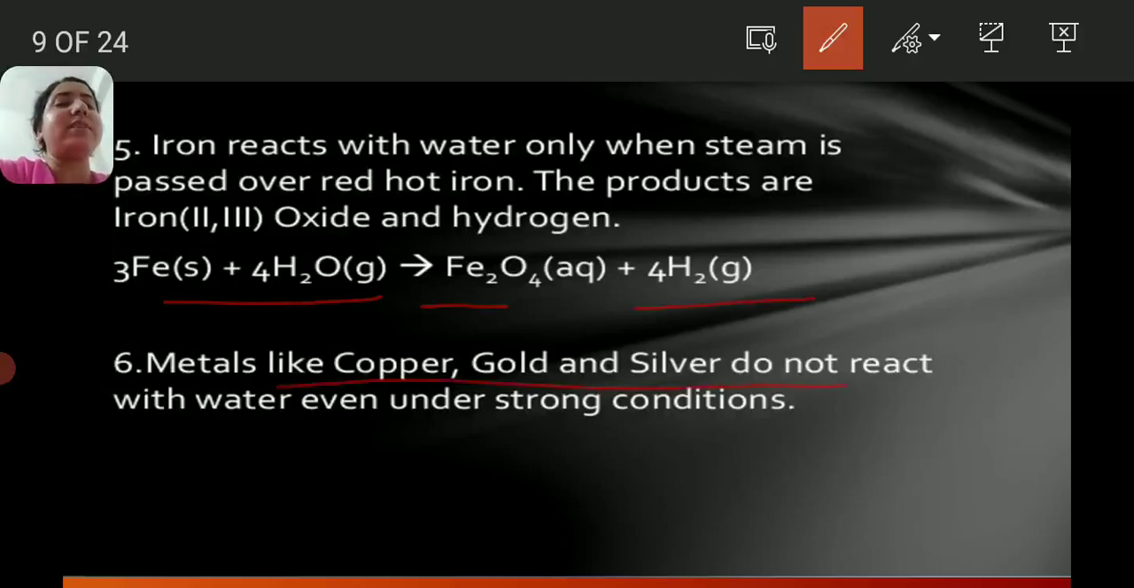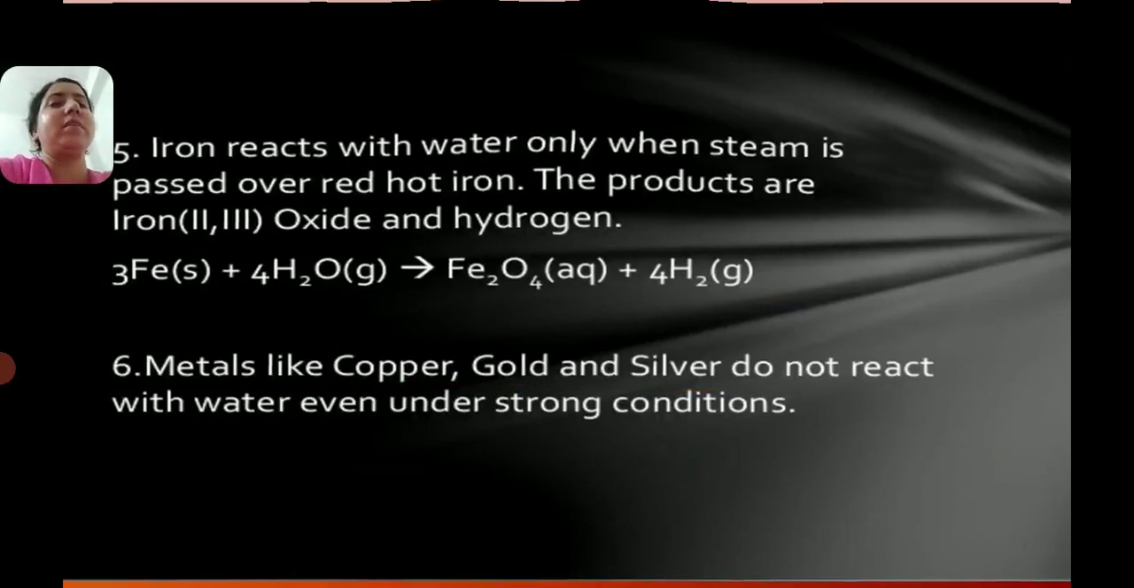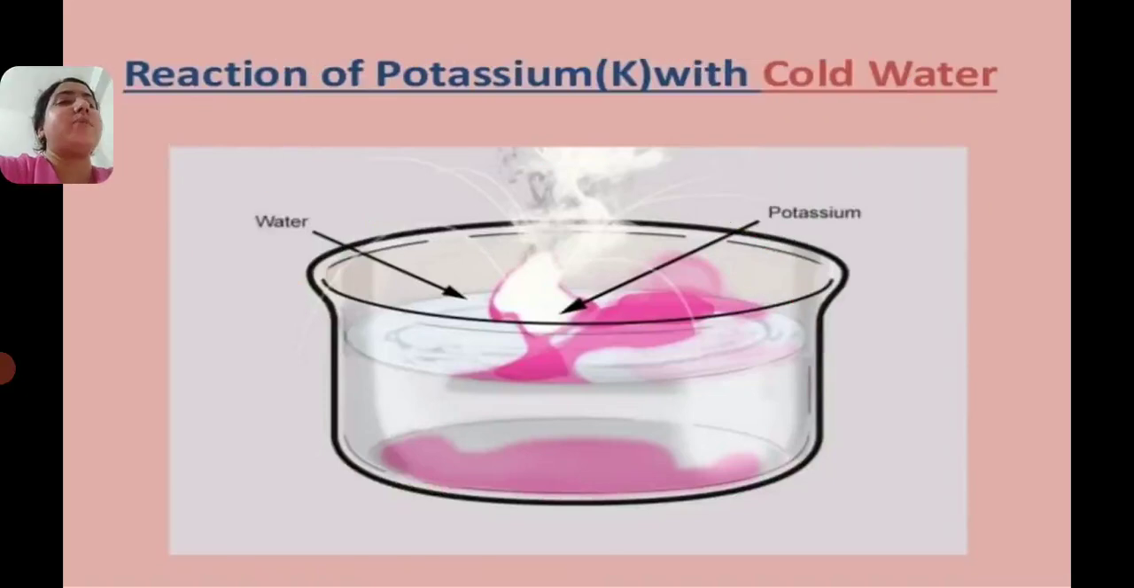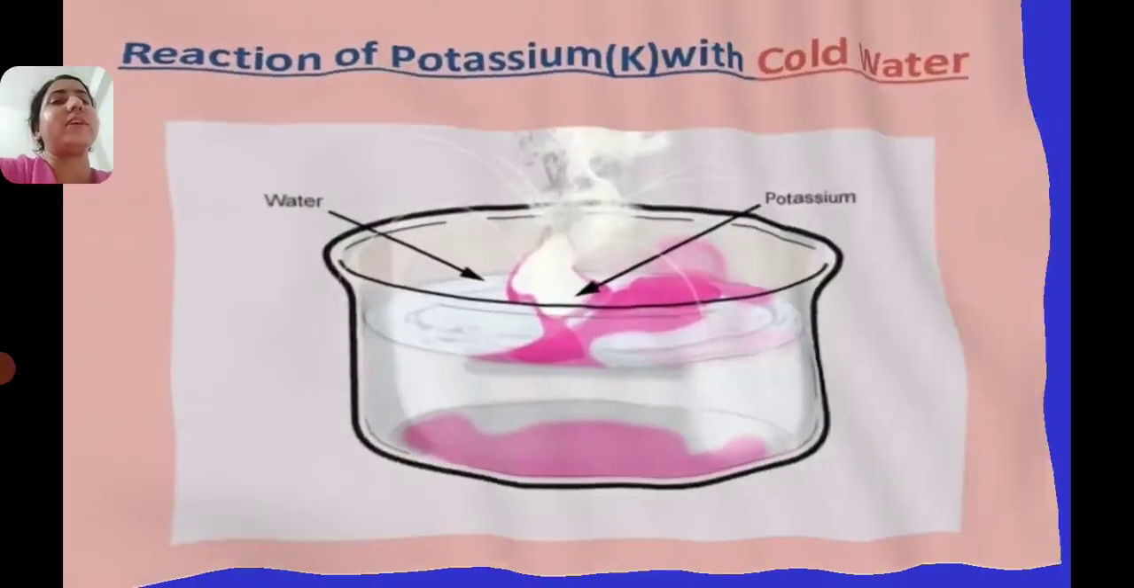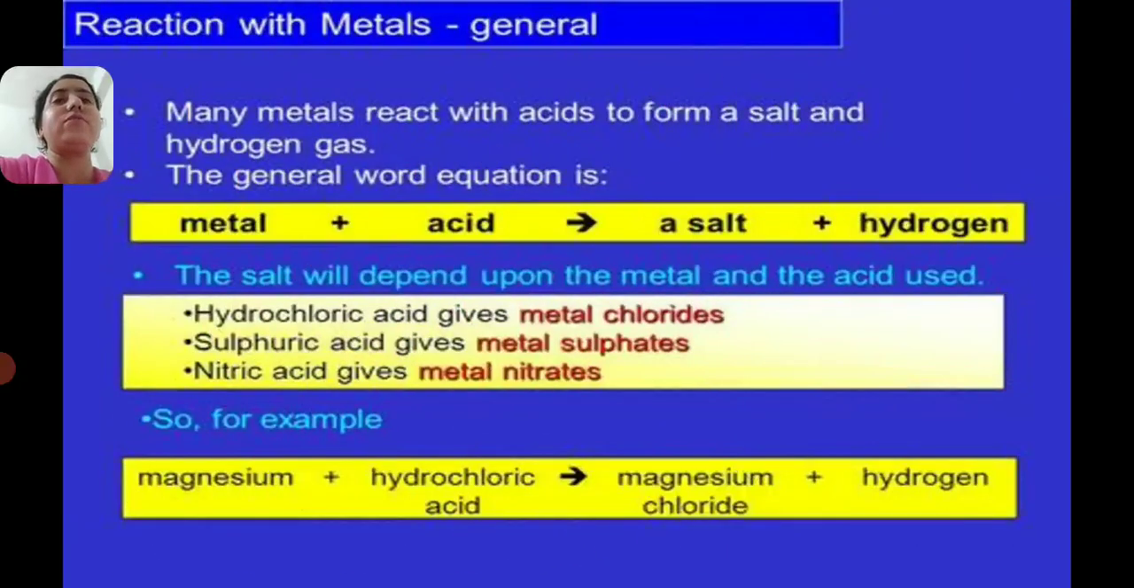Metals like copper, gold and silver do not react with water even under strong conditions because they are mostly non-reactive. They do not react gently. So, the reaction of potassium with cold water, we have already seen. You can see how hydrogen gas is formed and potassium hydroxide is also formed.